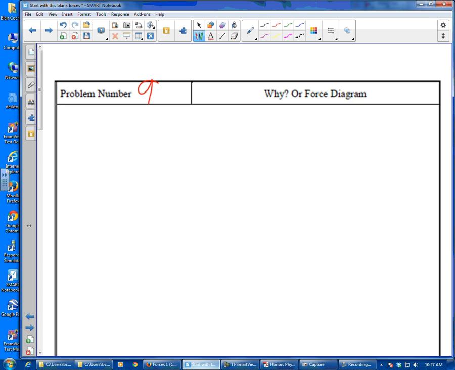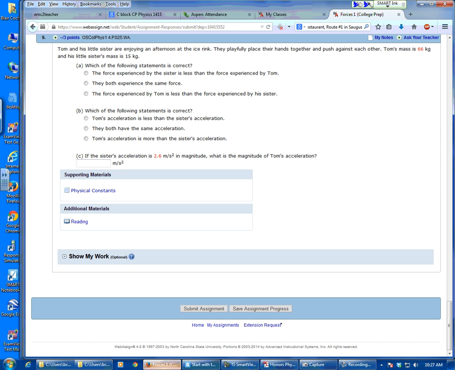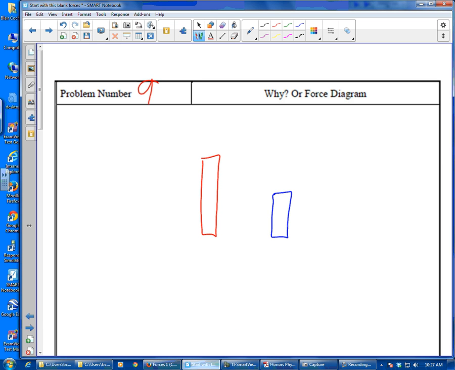All right, so for this one, actually, I need 2 force diagrams. We have the brother, and we have the sister. She's a lot smaller than the brother, right? 15 kilograms, and he's 66. So I might even write that right in here, 15 kilograms and 66 kilograms. I could always write that as M1 and M2.